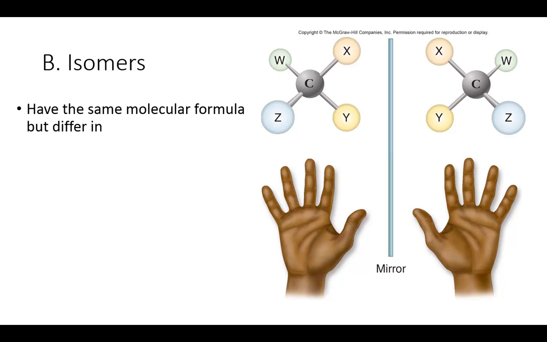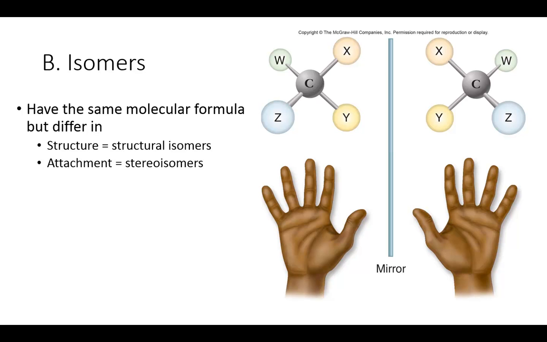Now we talked about different types of elements, ions, isotopes. There are also different types of compounds. Compounds that are different are called isomers. Isomers have the same molecular formula, so the same number of atoms, the same kind of atoms, but they differ in a few ways. They differ in structure, and those are called structural isomers. Okay, they can also differ in attachment.